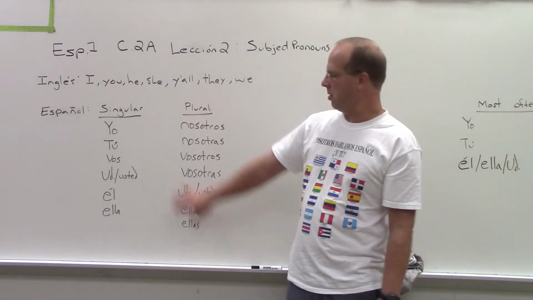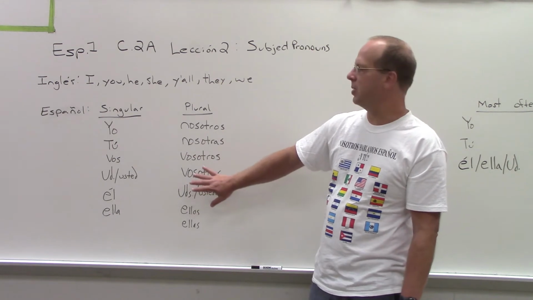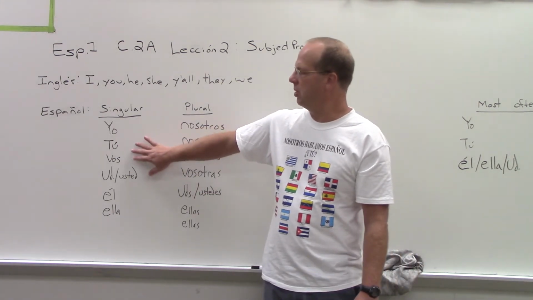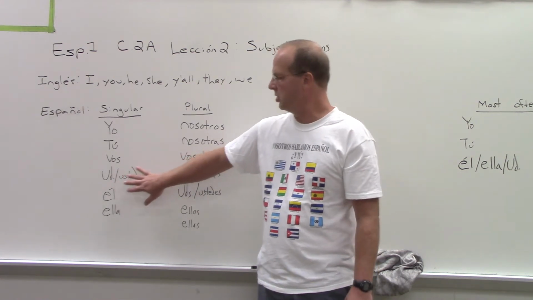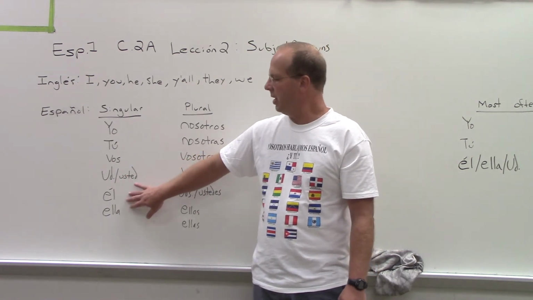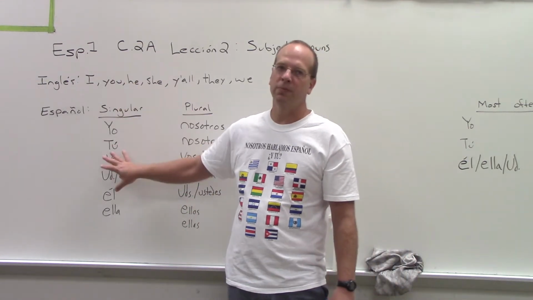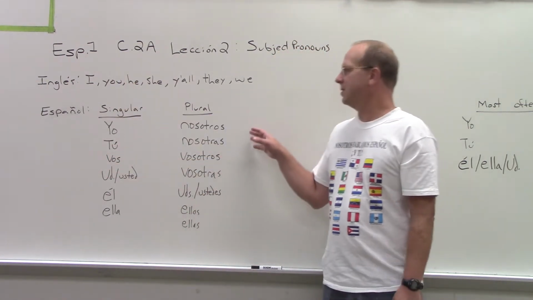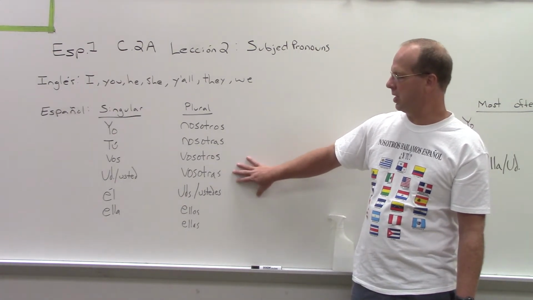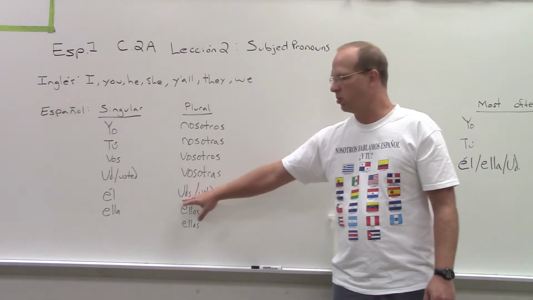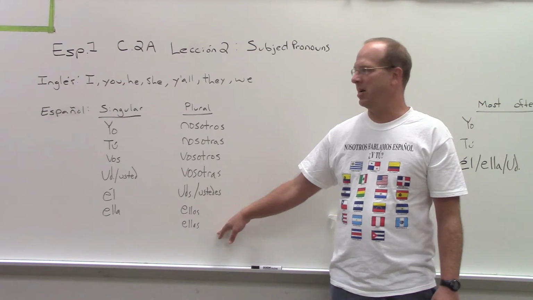And these are the subject pronouns that I'm going to show you for Spanish 1. You have yo, tú, vos, usted. It's written with an abbreviation or spelled out, él, ella. And those are the singular ones. Those are the ones that are referring to one person. And then for the plural ones, it's nosotros, nosotras, vosotros, vosotras, ustedes. Again, it's written with an abbreviation or spelled out, ellos, ellas.